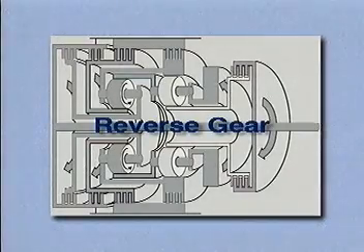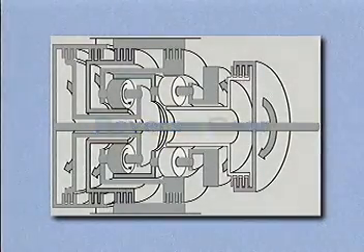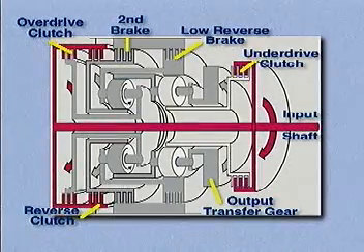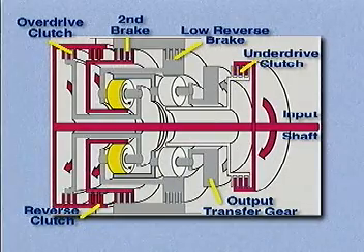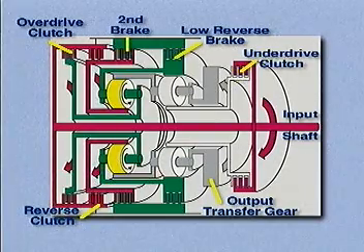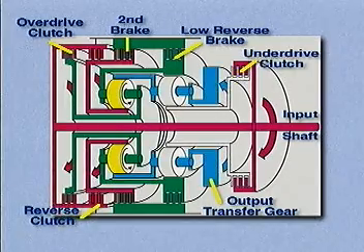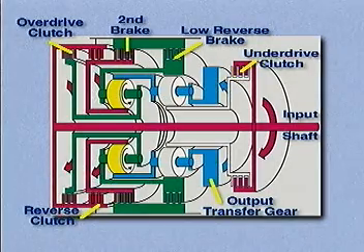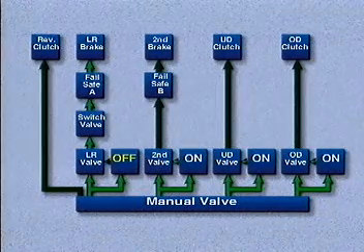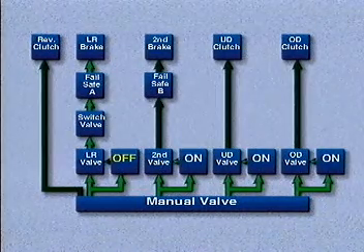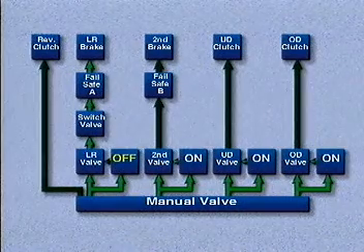The shift from neutral to reverse applies the reverse clutch and the low reverse brake. Power from the input shaft is transmitted through the reverse clutch to the reverse sun gear. Because the overdrive planetary carrier is held by the low and reverse brake, the power from the reverse sun gear turns the output annulus gear counterclockwise. Power from the output annulus gear is transmitted to the output planetary carrier to produce the gear ratio for reverse. Hydraulic power from the shift to reverse is applied through the manual valve. All other solenoids remain in the same state as in neutral.